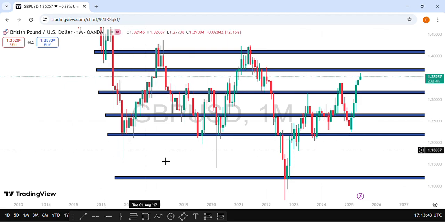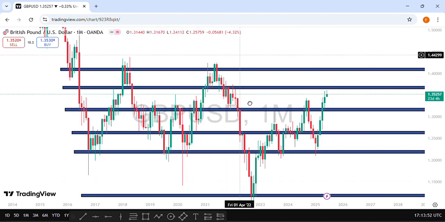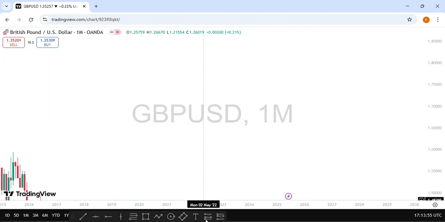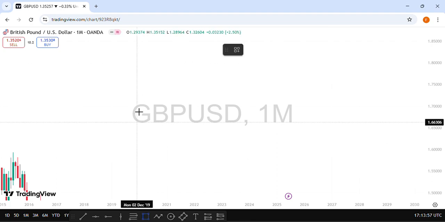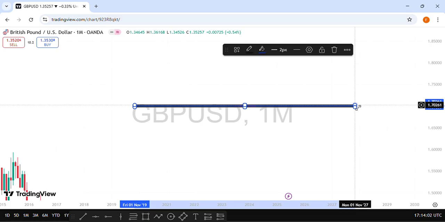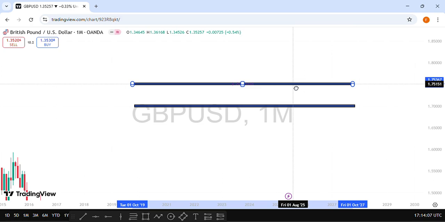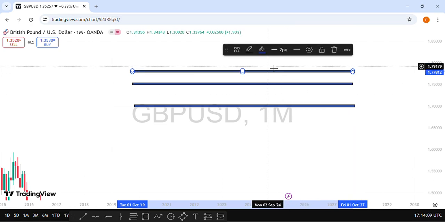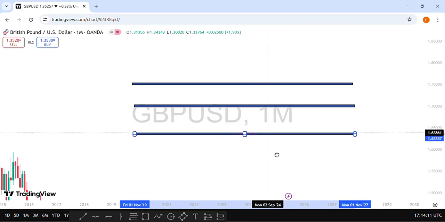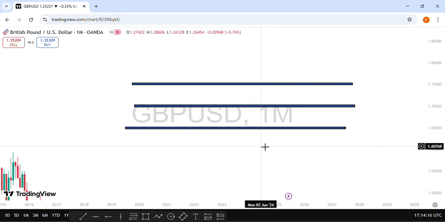Now this is something I do anytime the market breaks a particular zone. Let me show you something here. Let me use this blank space. This is my zone, about here, and this is my zone about here. This is my zone about here. These are my zones.